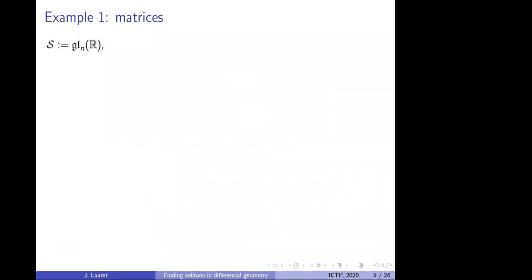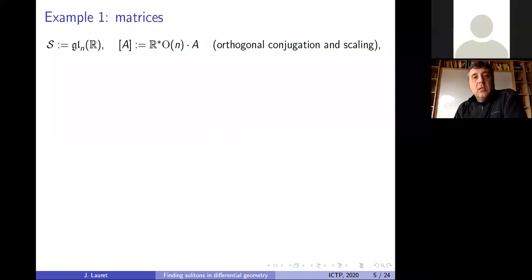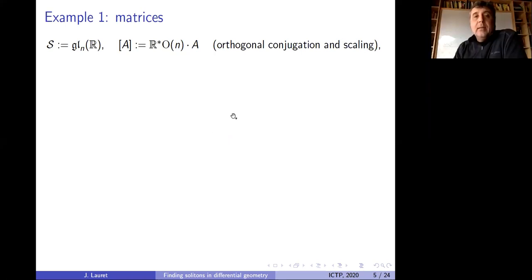Okay, so let's start with some baby examples, just to show the idea. We have considered the vector space of n by n matrices, and from some point of view, the nicest matrices are normal matrices, okay? Each matrix is semi-simple if and only if it's conjugate to a normal matrix. And normality is invariant by this action, okay? So let's take this as the equivalence class. Two matrices are considered equivalent if they are conjugate by an orthogonal transformation up to scaling.